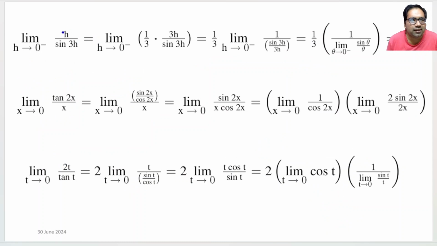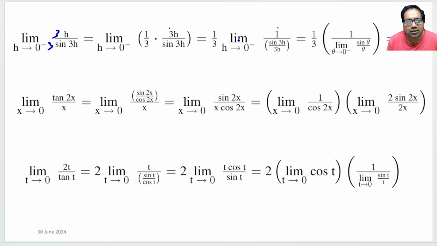In this case, h by sine 3h. So here also we'll multiply with 3, both numerator and denominator. Then we will get this and we'll take the inverse of this. 1 by 3 into 3h by sine 3h. What does that mean? 1 by sine 3h by 3h. We can write this like this, right? It is h tends to 0 minus or 0 plus. It doesn't matter much here.